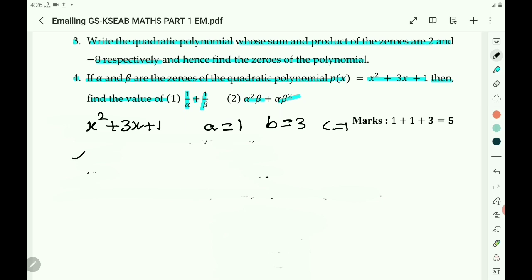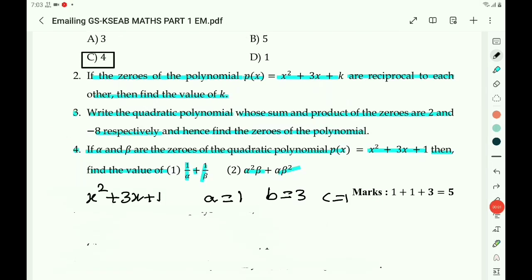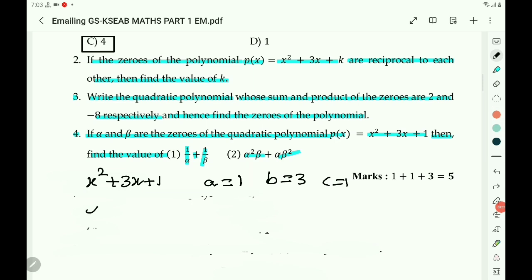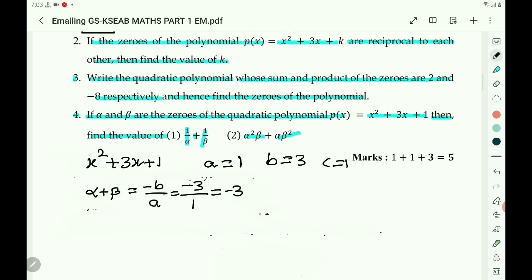Now let us find alpha plus beta. Alpha plus beta equals minus b by a equals minus 3 by a, a is 1, equals minus 3. Then alpha beta is equals to c by a, c equals 1, a equals 1, 1 by 1 equals 1.